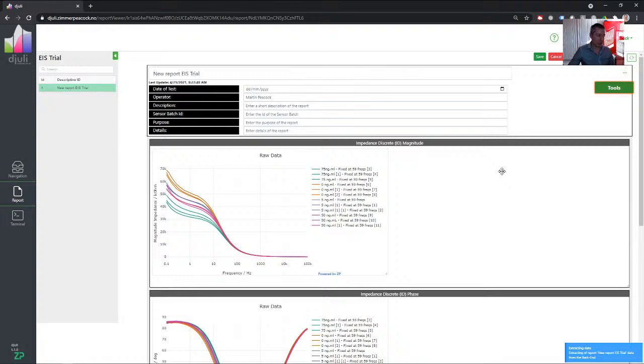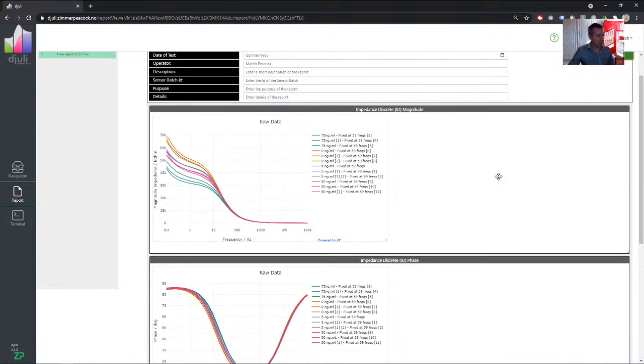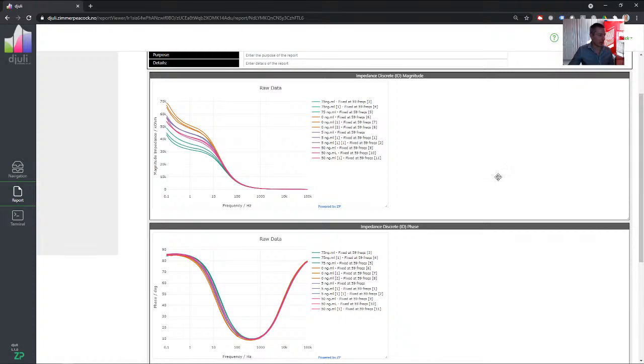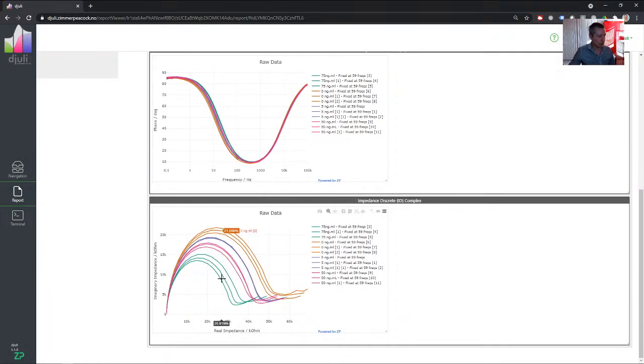So what have I done here? I have uploaded EIS data, and now I am displaying EIS data. This is impedance versus frequency, and it's quite interesting, because immediately I can see that I have different concentrations, and my signal is, let's say, 1 hertz or 10 hertz. Yeah, 1 hertz is best. I can see that I have a good signal versus concentration, and I can also see in the Nyquist plot that I have good signal versus concentration.